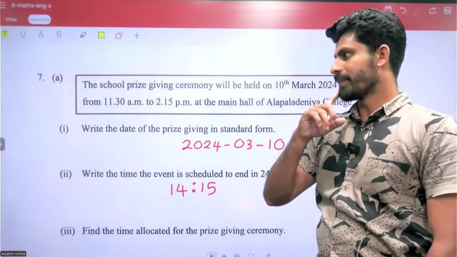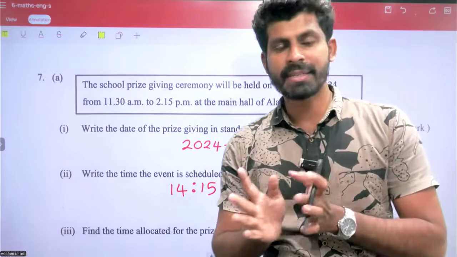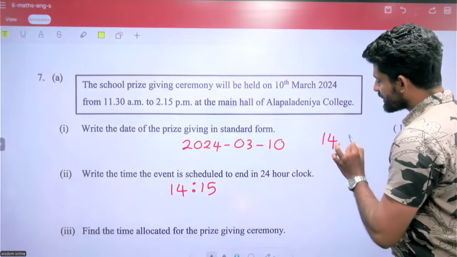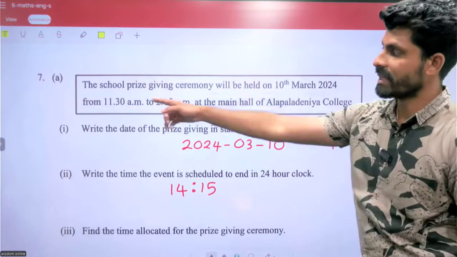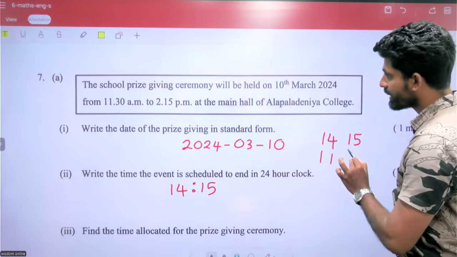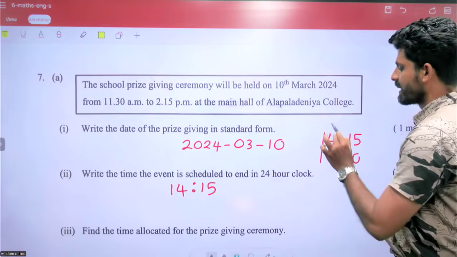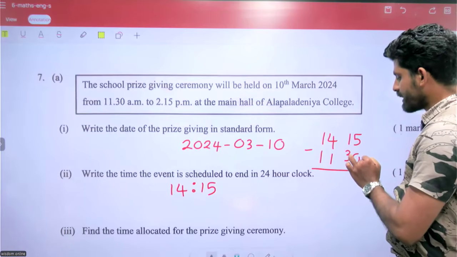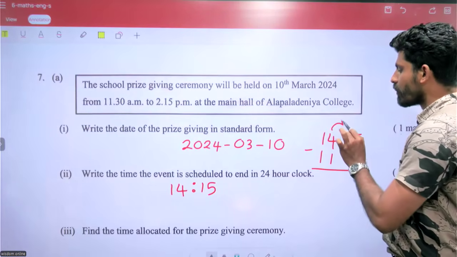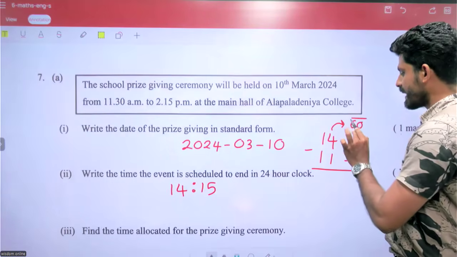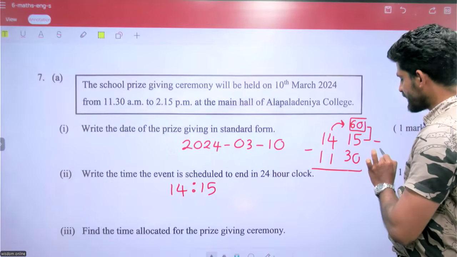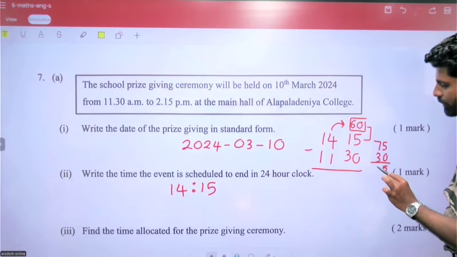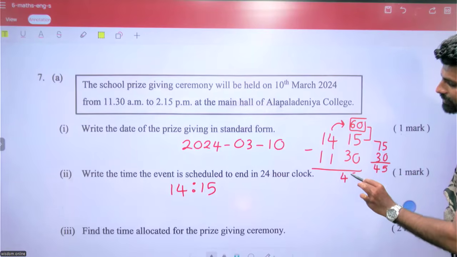Find the time allocated for the prize giving ceremony. It starts at 11:30 and ends at 2:15 p.m., which is 14 hours 15 minutes. 11:30 means 11 hours and 30 minutes. So we need to subtract. 15 minus 30 is not possible, so we take 1 hour, which gives 60 minutes. 60 plus 15 is 75, and 75 minus 30 is 45.